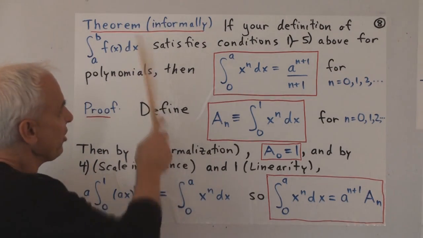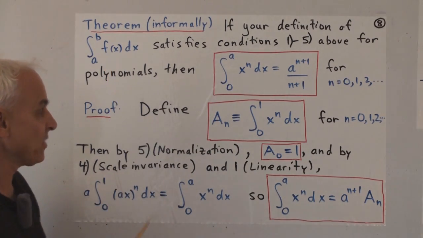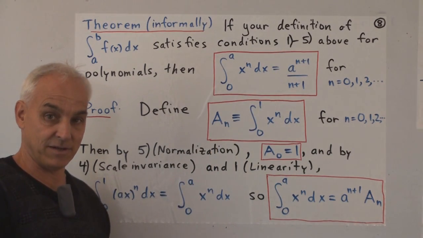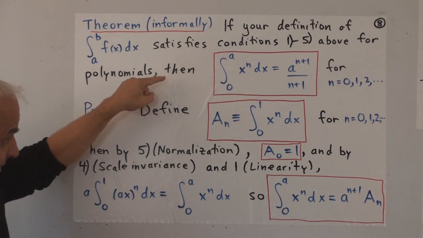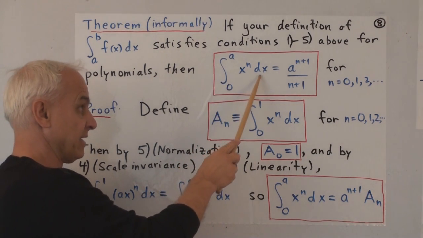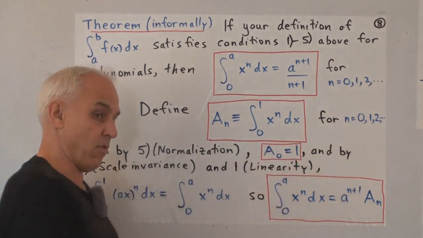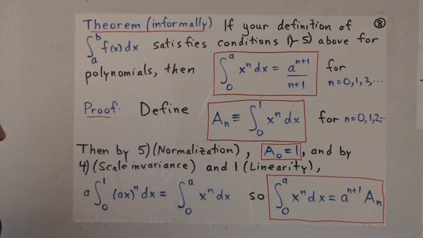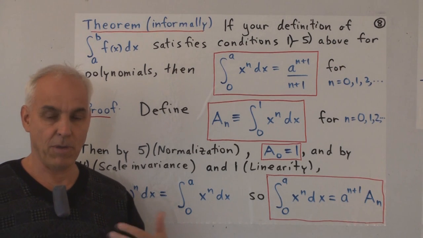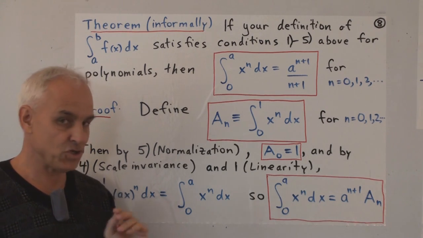All right, so the theorem is, somewhat informally, that if your definition of the integral from a to b of f of x dx satisfies the 5 conditions that I have listed, conditions 1 to 5 above, for polynomials, then the integral from 0 to a of x to the n dx is indeed a to the n plus 1 over n plus 1 for n equals 0, 1, 2, 3, 4, and so on. In other words, Cavalieri's formula applies. All right, so we're now going to prove this. And you will probably want to write this proof down and study it and think about it. Okay, it's short and sweet.